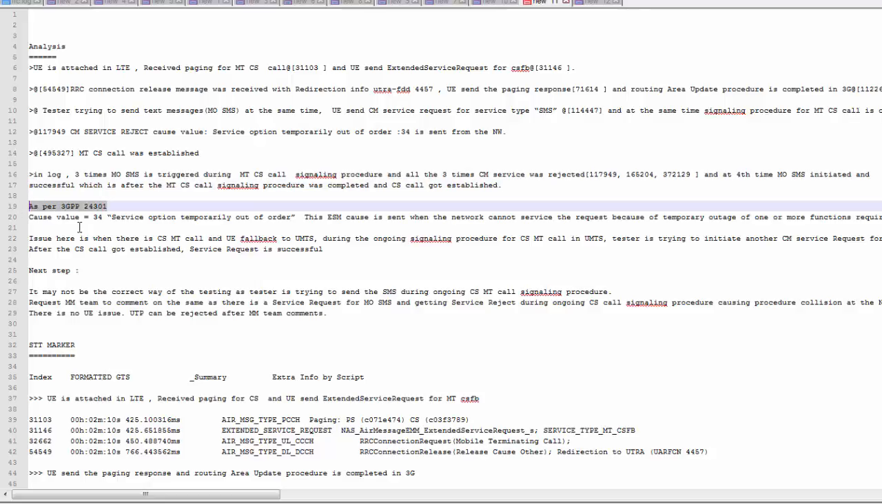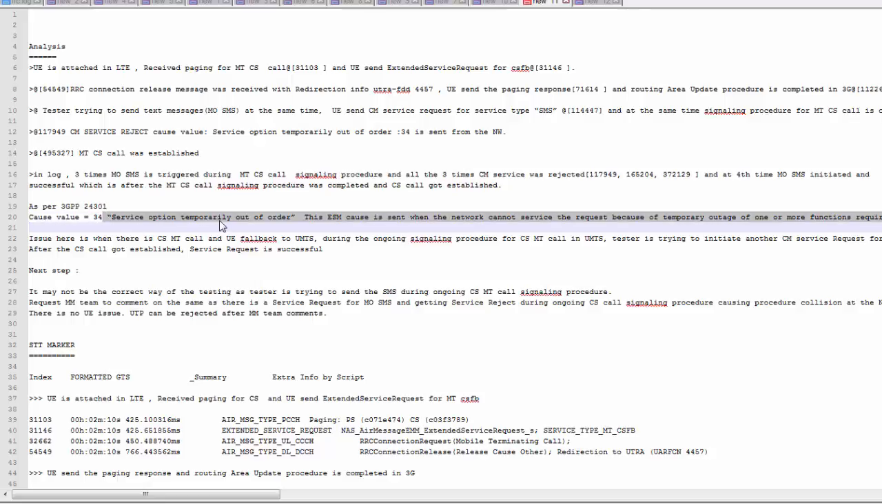24301. Cause value. What does the cause value mean? Service option temporary out of order. That means the ESM cause is sent when the network can't service the request because of the temporary outage of one or more functions required for supporting the service. The issue is when there is a CS MT call and the UE falls back to UMTS.